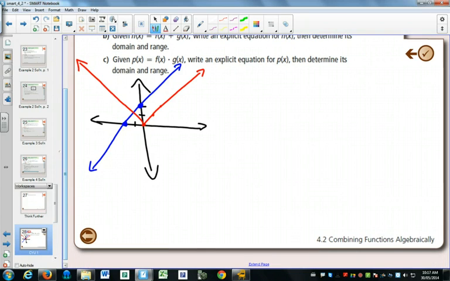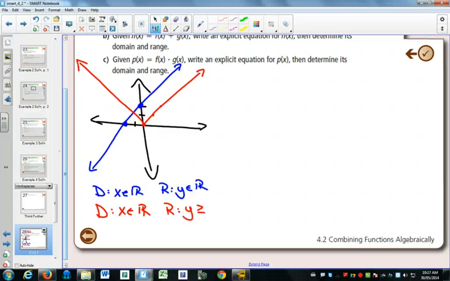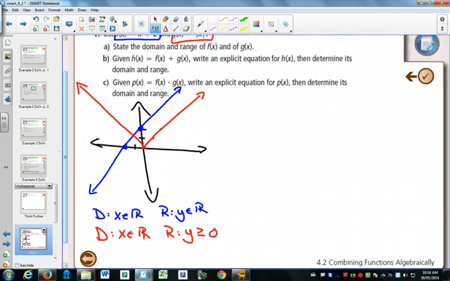So for the blue one, can you see that the domain is everything and the range is everything? And for our original red graph, our domain is everything and our range is only when y is bigger than or equal to 0. Sometimes drawing the original graphs helps you see the domain and range easily.